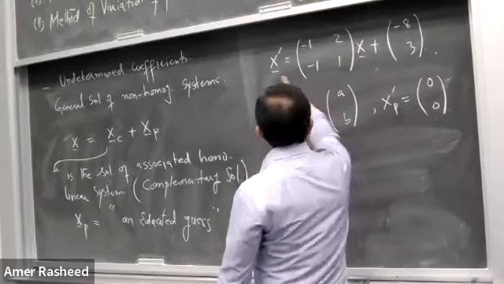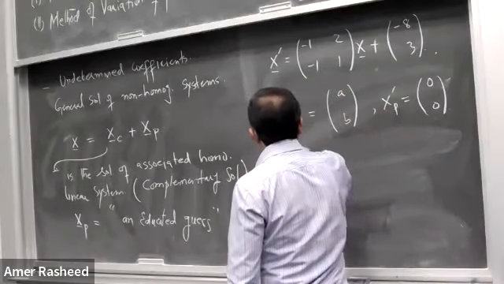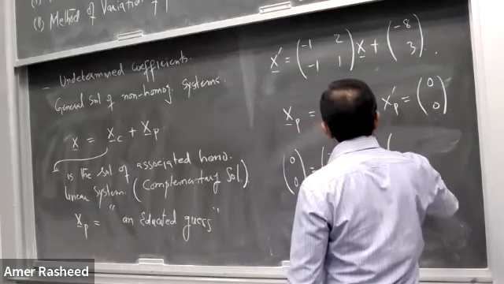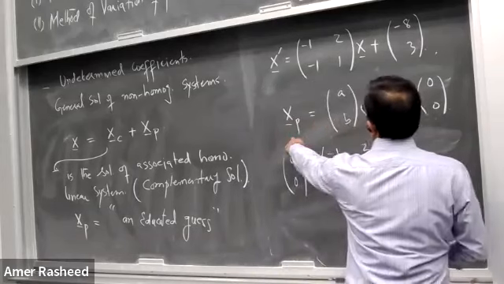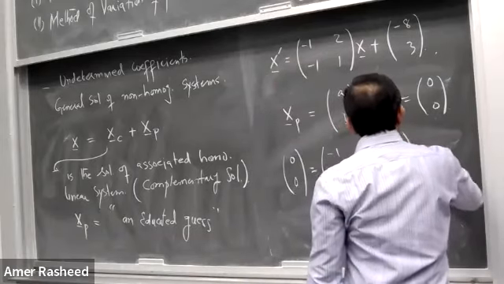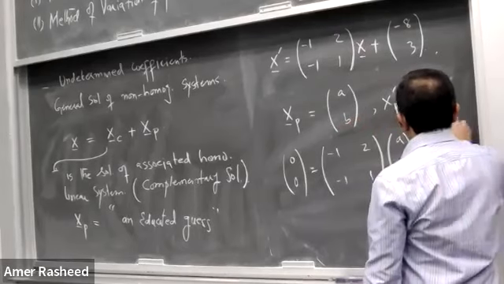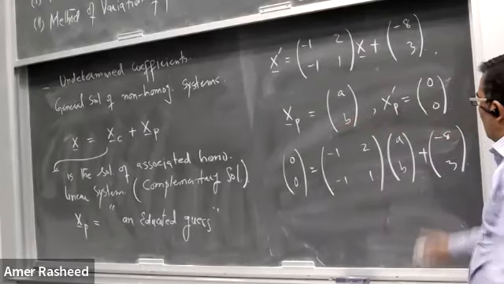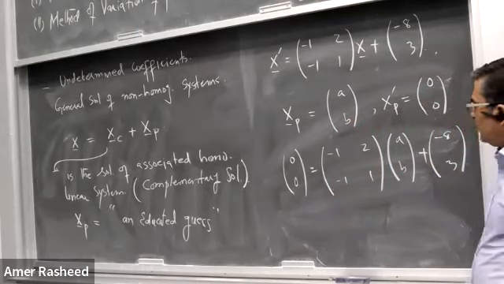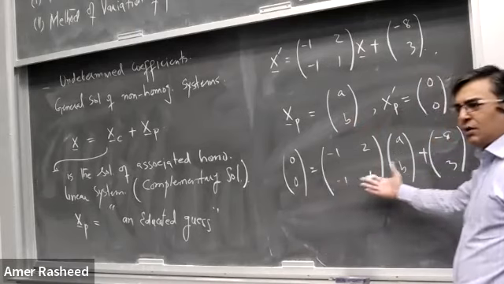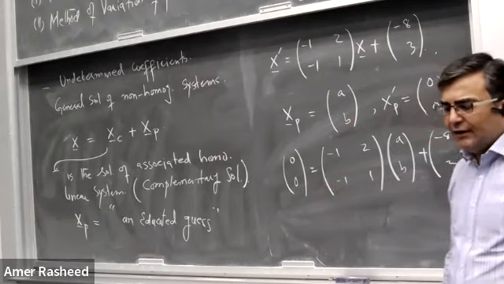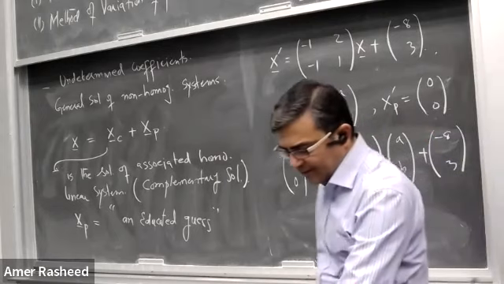So if we insert it here, we get [0, 0] equal to [-1, 2; -1, 1] times x, where x should be xp now, so we have [a, b] here, plus [-8, 3]. Now you have two equations in two unknowns. You can solve them simultaneously and get the values of the constants.